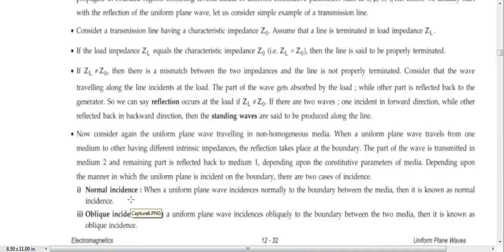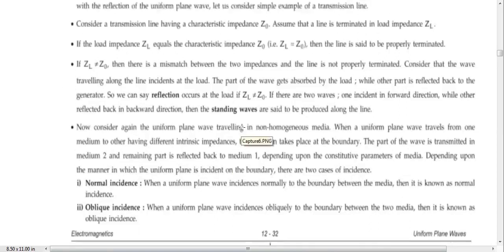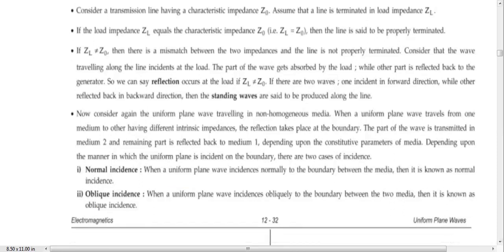One is normal incidence: when a uniform plane wave is incident normally to the boundary between the media, it is known as normal incidence. Got it, my dear students? The other one is oblique incidence: when a uniform plane wave is incident obliquely to the boundary between the two media, it is known as oblique incidence.